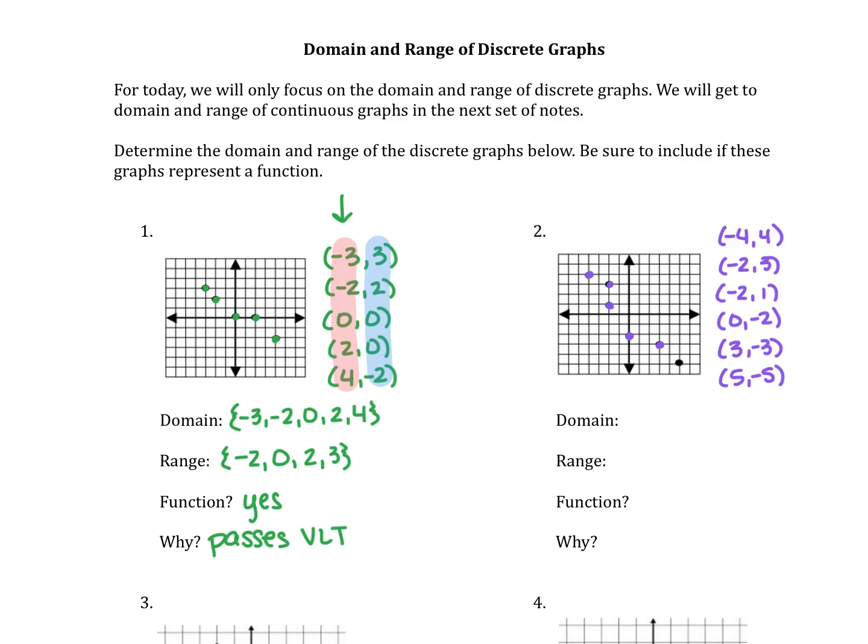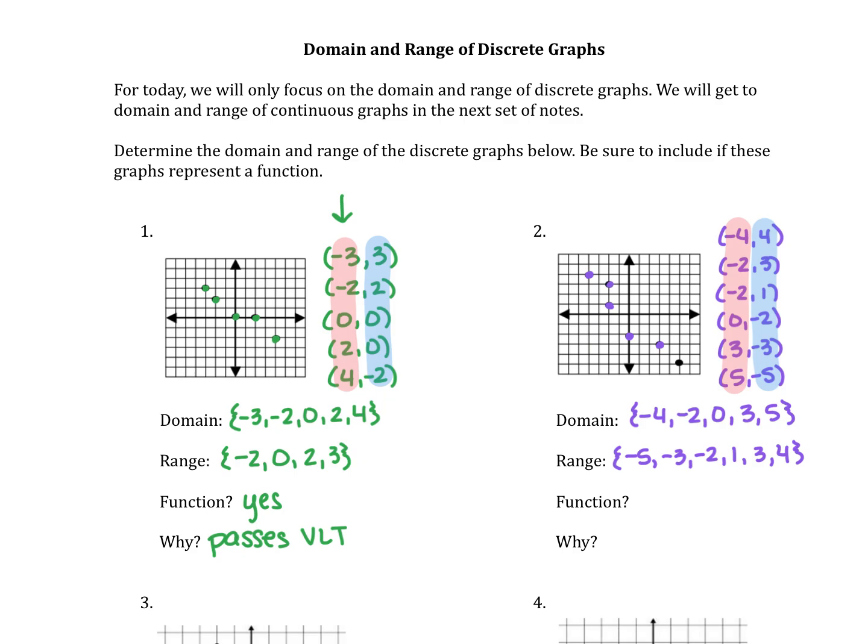Again, my domain is going to be all my x values, least to greatest, not duplicating. So -4, -2, I don't need the other -2, 0, 3, and 5. Then for my range, I'm looking at my y values, least to greatest, that would be -5, -3, -2, 1, 3, and 4.